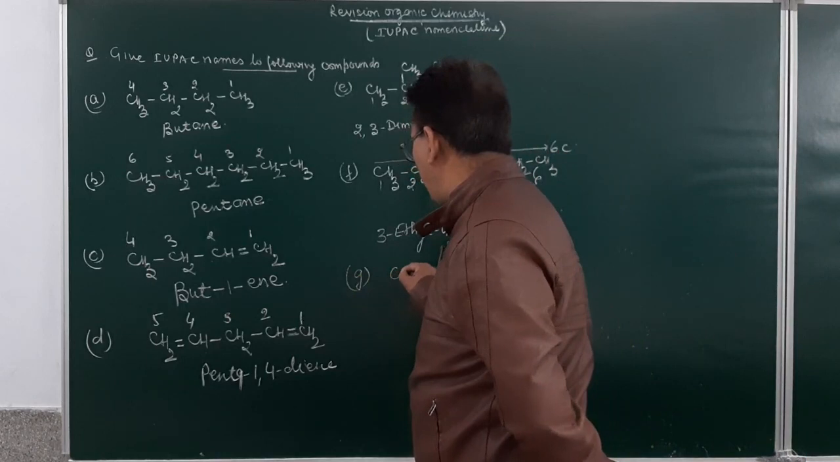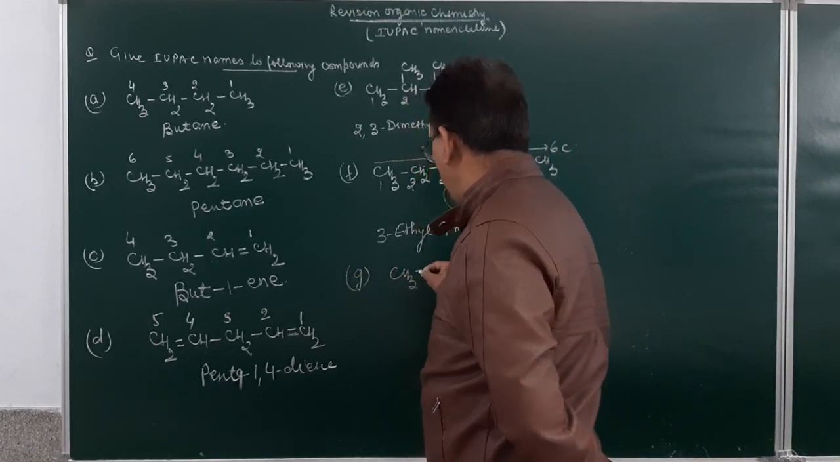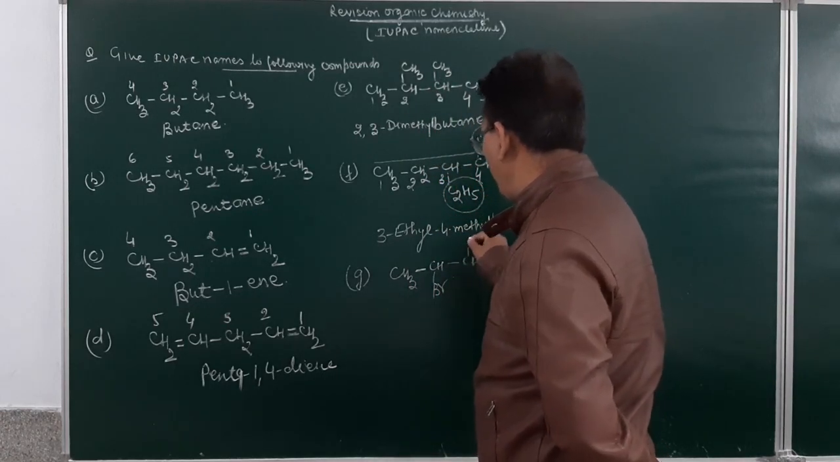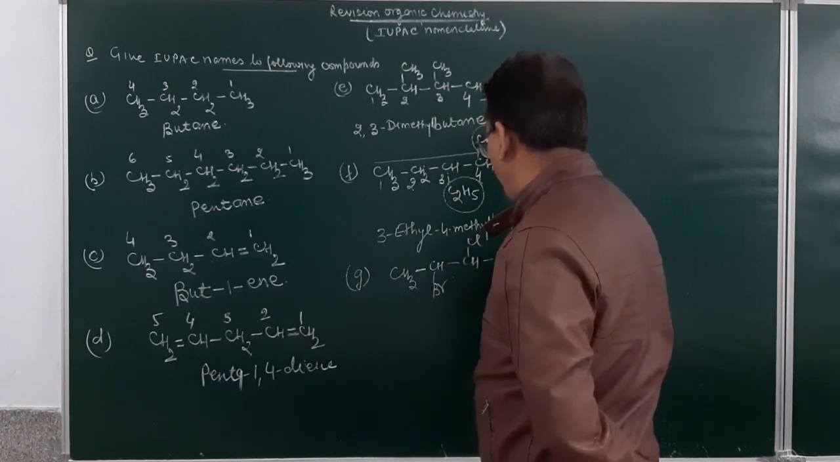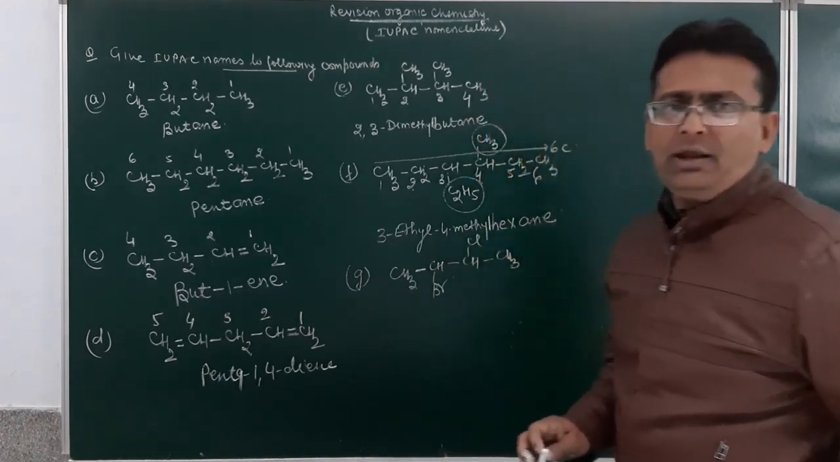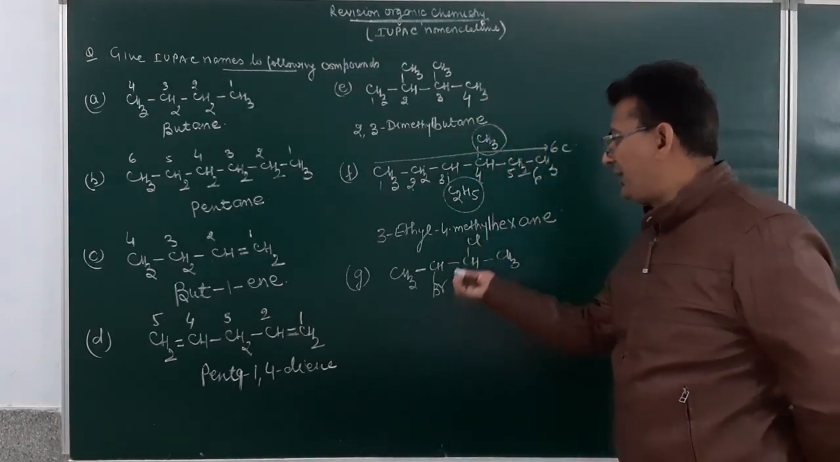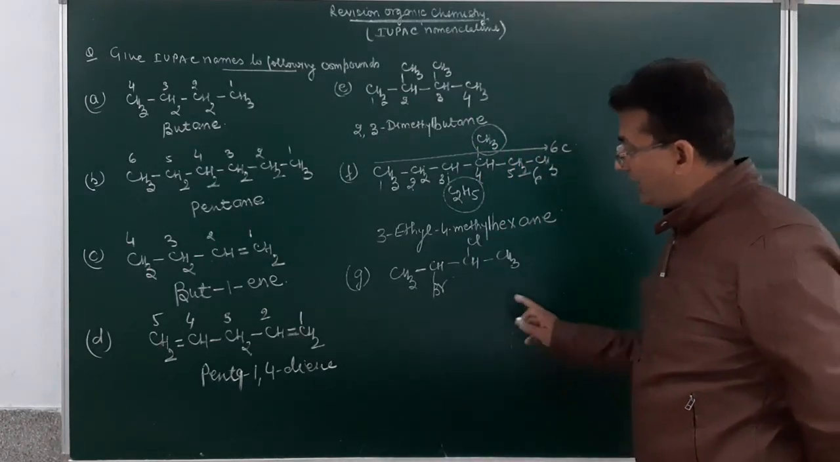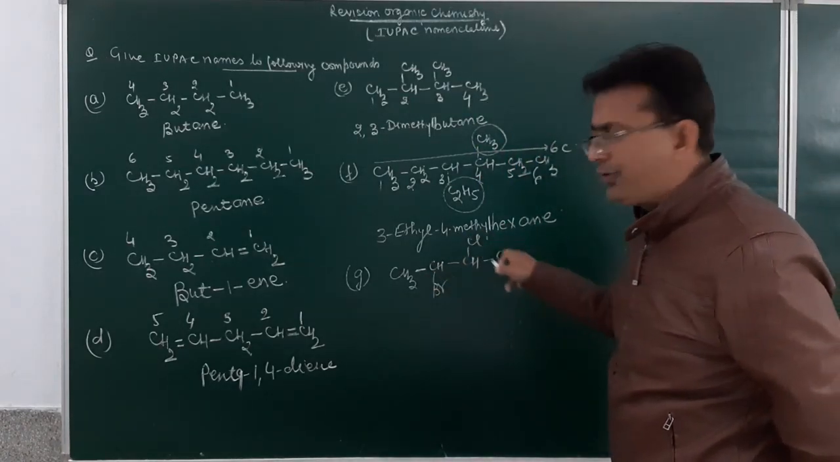Suppose we want to give a name to this one, CH3, and then over here is CH, this is Br. Then again over here we have CH, and this will be Cl, and this compound will be CH3. Here in this case, the two substituents are halo substituents. They are of the same seniority. So here again, both are getting the number 2 from either side.